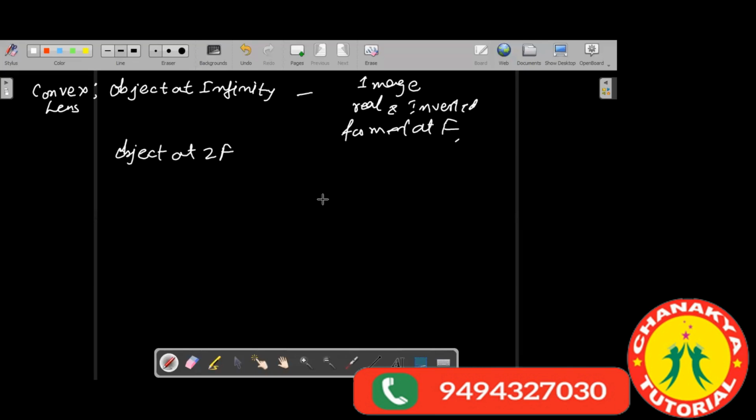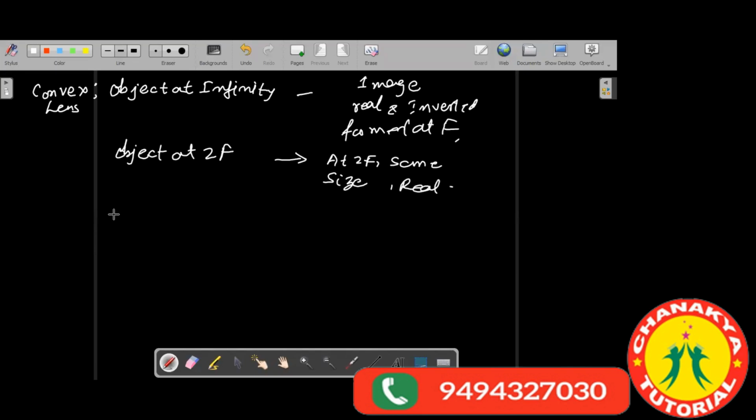Just keep them on. When the object is at 2f, where is the image formed? Sudhanshu, where is the image formed when the object is at 2f? Near 2f. Yes, the image is at 2f and it is the same size, real and inverted. Same size, real and inverted.